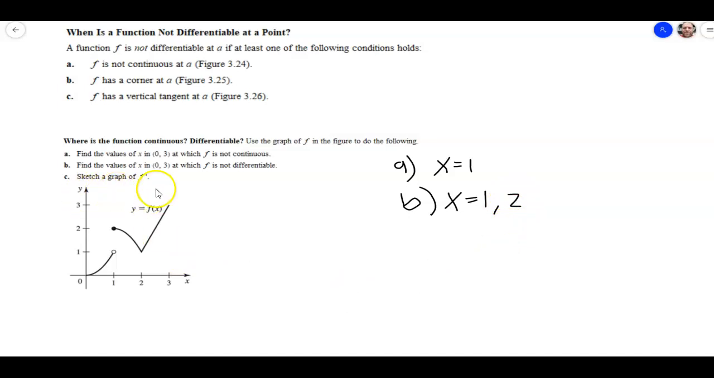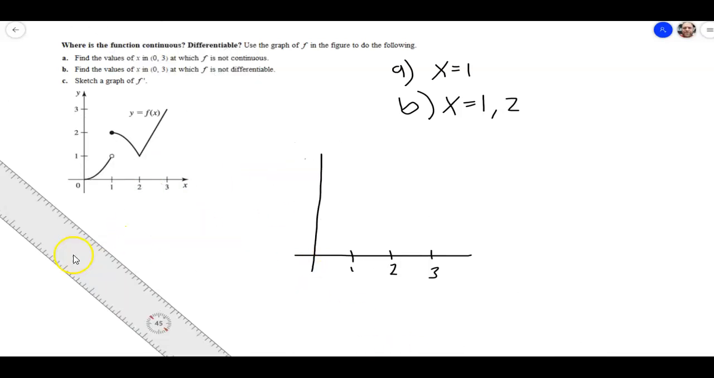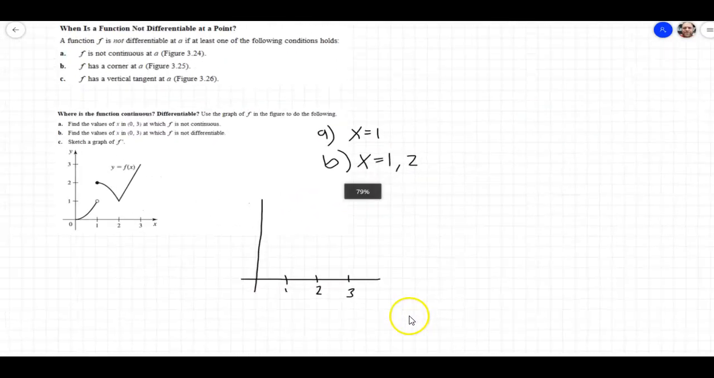Now it says sketch the graph of f prime, so try to graph the derivative of this function here. So I'm going to go along the same scale here. So we're going to go 1, 2, and 3. And we're going to see what's happening really with the slope of the tangent line at all of the points here. It's going to be a little bit hard to see, but let's see what we can do.